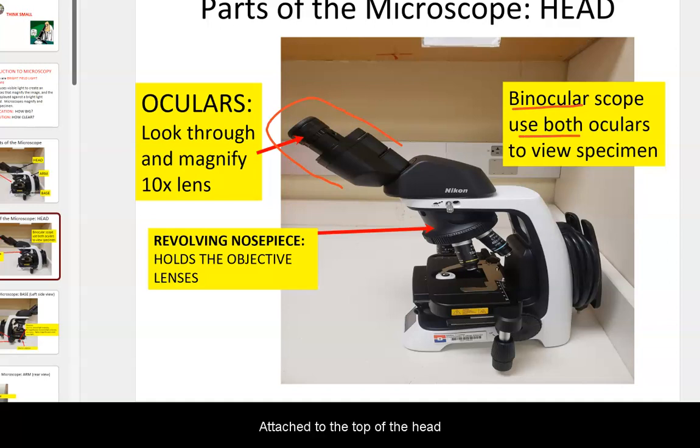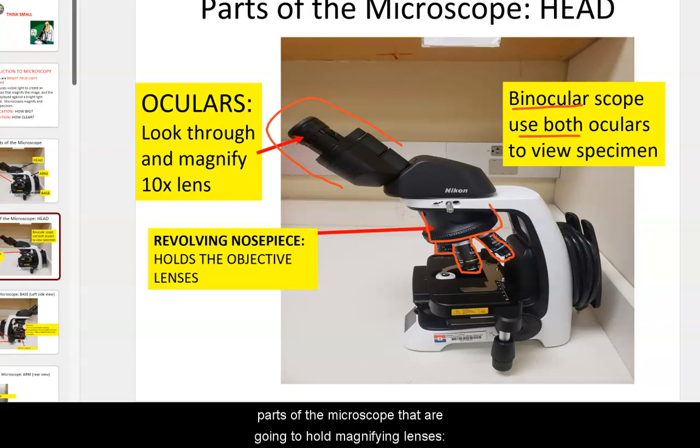Attached to the top of the head is the revolving nosepiece, which holds the objectives. The objective lenses each have a different magnifying lens. So there will be 2 parts of the microscope that are going to hold magnifying lenses. The objectives and the oculars both have magnifying lenses.